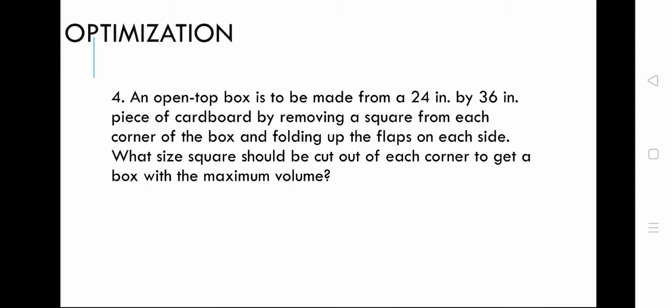Next problem: an open top box is to be made from a 24-inch by 36-inch piece of cardboard by removing a square from each corner of the box and folding up the flaps on each side. What size square should be cut out from each corner to get a box with the maximum volume? So, kailangan na rin ito nating i-set up yung equation and i-visualize yung problem.